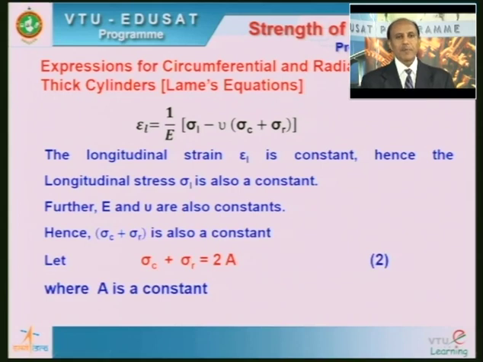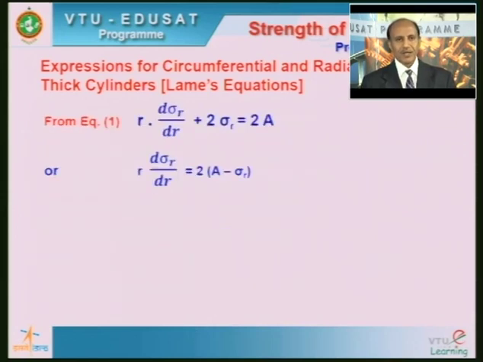So, that means the summation of sigma C plus sigma R is a constant, and here this constant is written as 2 times A, is what we are trying to say at this point. Okay, that is 2 times A. That is how we have written the constant. Okay. So, we now bring this equation 1.